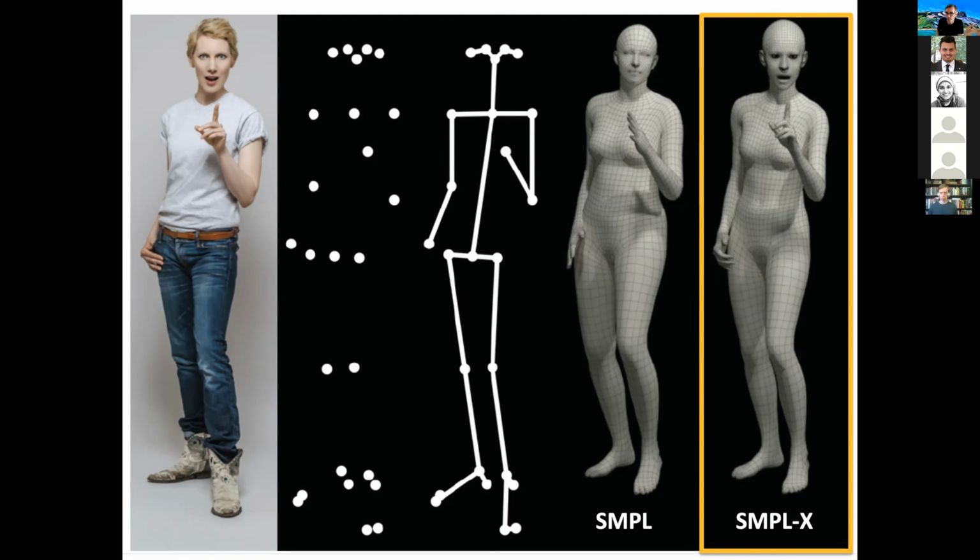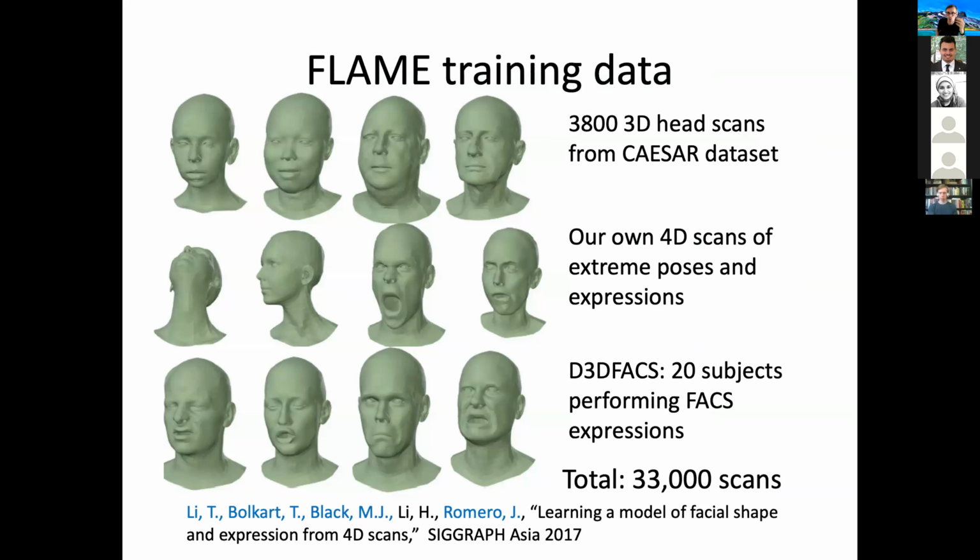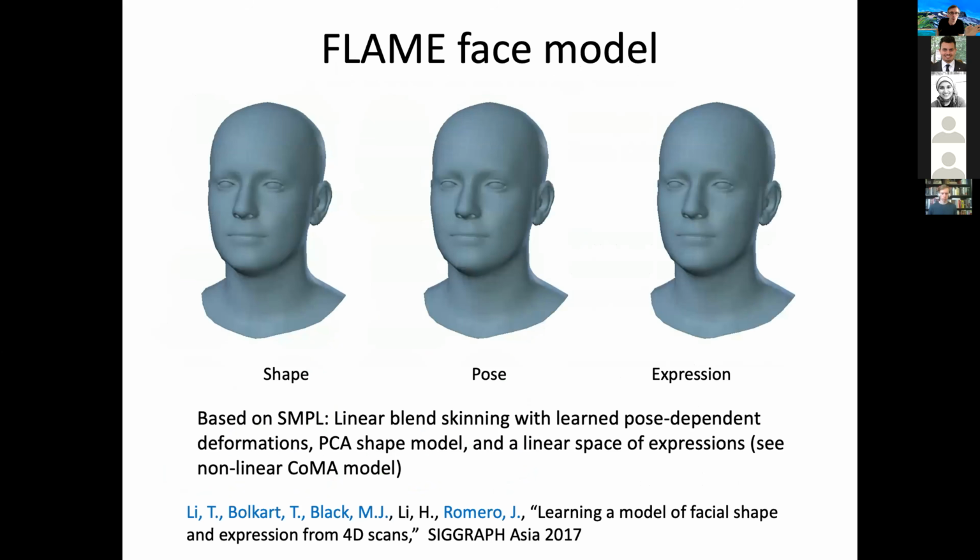And if you want to call it simplex, that's also fine. SMPL-X or simplex both work. To do this, the scans we've talked about so far didn't have detailed faces and hands. So we captured separately high quality face scans. We use the 3800 head scans from Caesar to get a wide variety of head shapes. We captured a bunch of our own 3D, 4D scans of heads doing extreme expressions. We use a total of 33,000 scans in total.